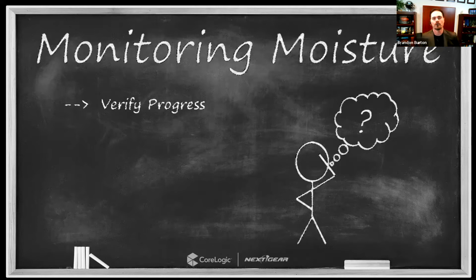Why do we monitor moisture to begin with? Well, the core reason for it is that we want to verify progress, right? We want to validate that the equipment that we're using, any manipulation we made to the structure in terms of the assemblies and components, any of this that was done was effective, right? And we're moving in the right direction with the overall drying process. So we want to verify progress, the heart of monitoring, right? The change and observing that change. But why do we want to verify progress? Why is progress so important?